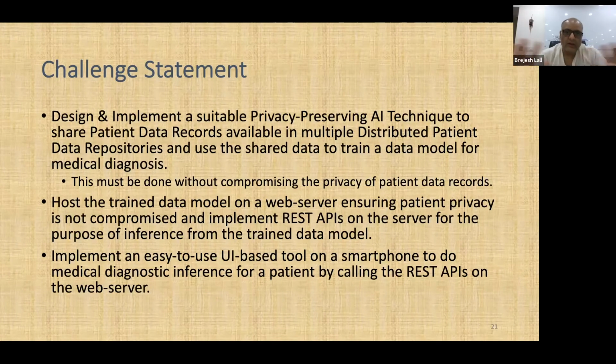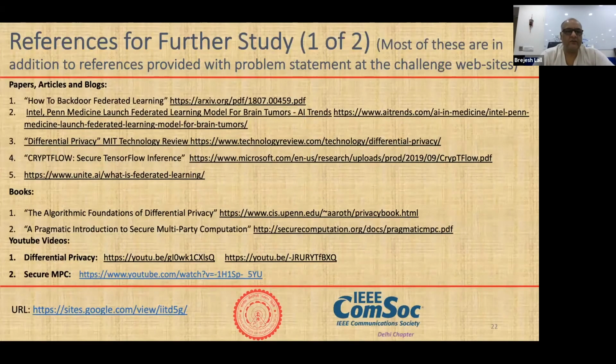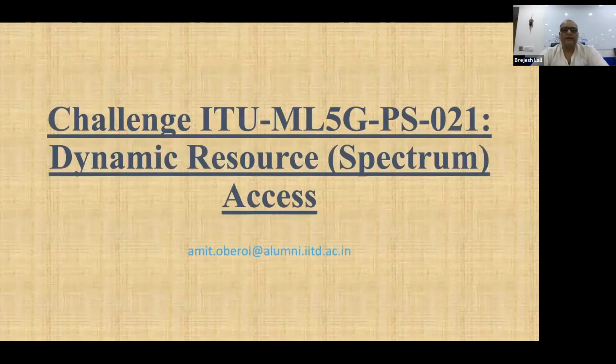So you could do any of these, a combination of these, or some part of these. So that is what the expectation is. These are further references that you might want to look at when you get the time. And since I have used a large part of my 40 minutes, now I'll use the next 7 to 8 minutes to talk about the other challenge, which is dynamic resource or spectrum access.